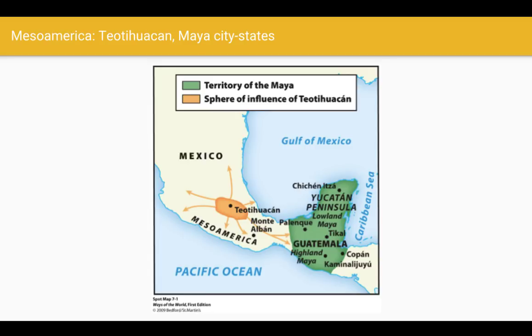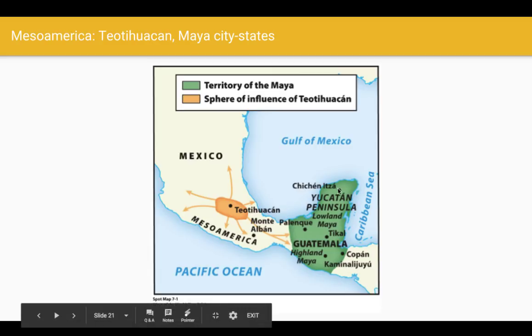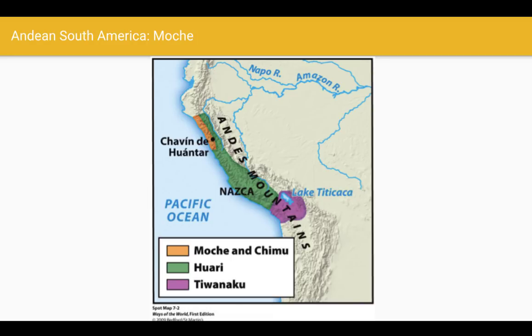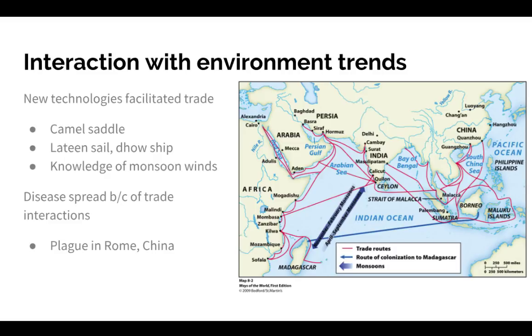Over in Mesoamerica, Teotihuacan was an important trading city. It's not necessarily an empire. And then here is the Maya civilization that developed during this time period. Then we have Moche down in South America in the Andes Mountain region, and that is the precursor for much later of the Incas.